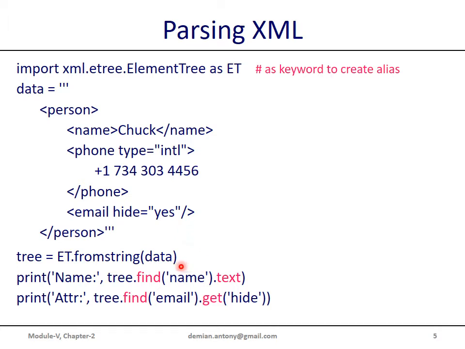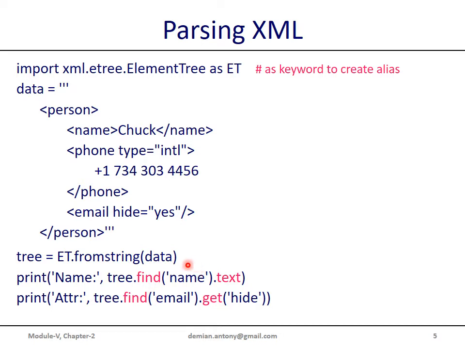Now we have to load that docstring into a DOM tree. So this tree is now a DOM tree. ET represents the library. ET.fromstring is a method which takes the XML string and returns the DOM tree. So tree is a DOM tree. Once we have the DOM tree, we can use the method find. Again, it takes the argument, the element name. Here tree represents the DOM tree.